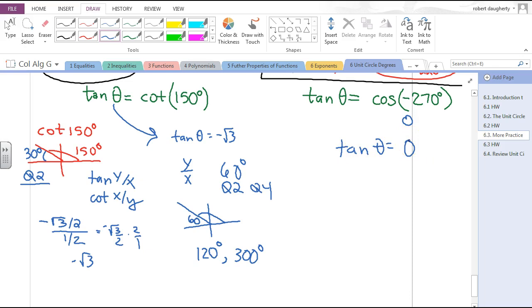What's the definition of tangent? Y over x. So if y over x equals 0, which of those numbers has to be 0? Y. So where is y equal to 0 on the unit circle? Where does that happen? It's 0 and 180. Okay?